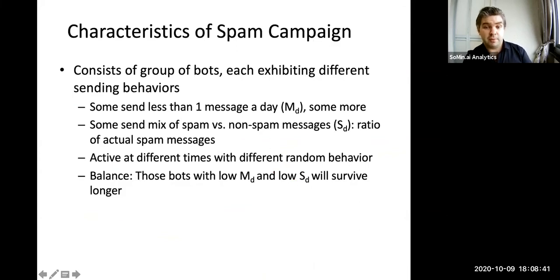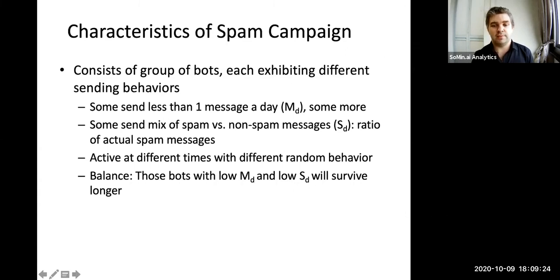So characteristics of spam campaigns: some send less than one message a day, some more, some send a mix of spam and non-spam messages. This is the most dangerous one because they attempt to confuse you and not show that there's spamming behavior. They're active at different times with different random behavior. And the fact that it's random is actually good, because humans usually follow some normal distribution, right? They're not random, but if it's really uniformly random, then it's actually a very good feature to detect spam accounts as well. And of course, it's got some balanced distribution.